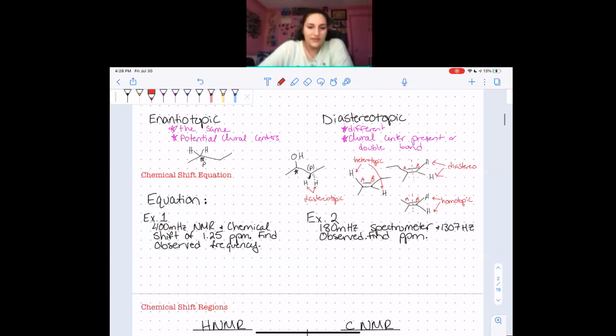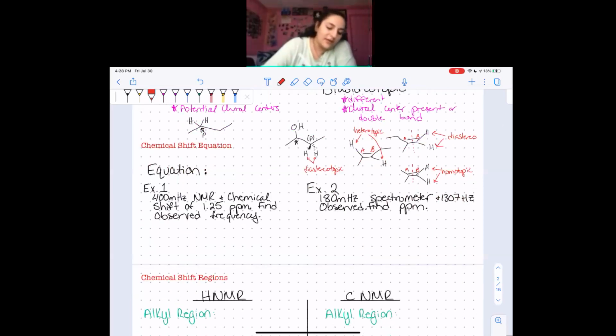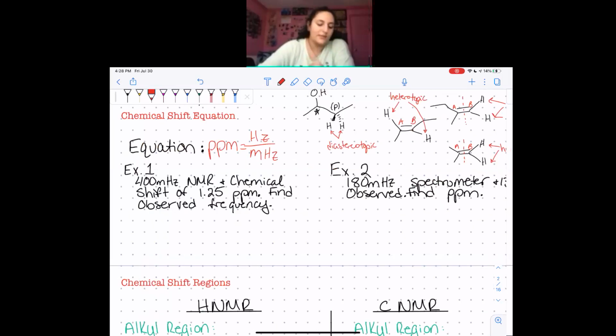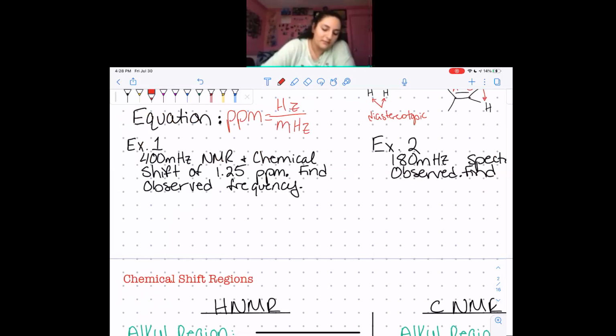Now, the chemical shift equation, if we remember, is just ppm equals hertz over megahertz. And so we can basically solve all of these with straightforward algebra. So, for example, number 1, we have ppm and we have megahertz. So I'm going to put an x here. All we do is multiply 400 times 1.25, and we get 500 hertz.